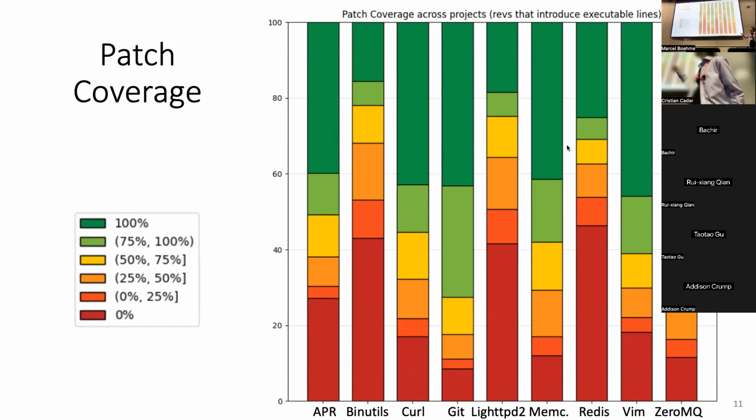And in dark green, we see cases where 100% of the lines are touched. And I think that the worrying thing is how much red there is here, right? So we are talking about code that is added or modified without even a single test case executing that code, right? And it's quite bad, I would say.